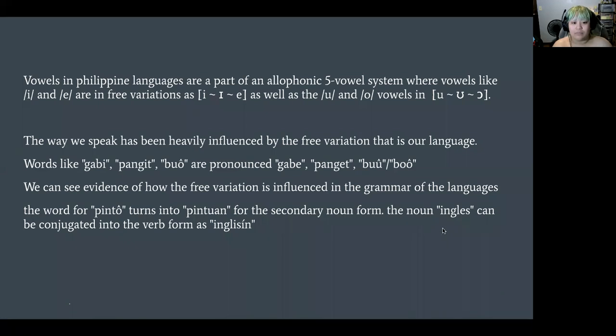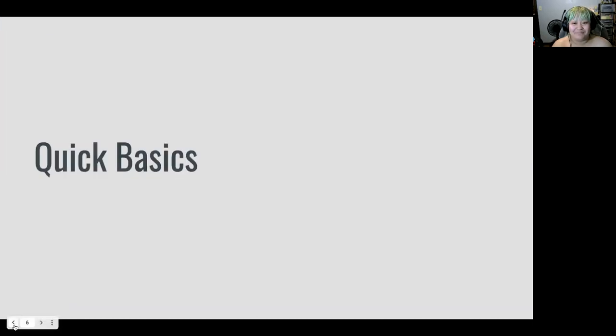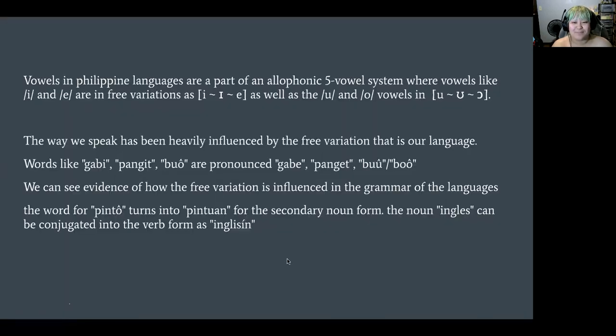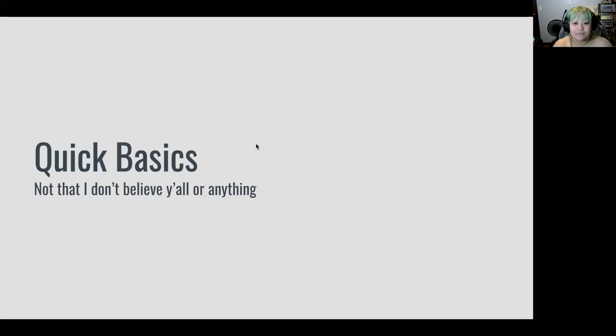The word English, when conjugated into a verb, it becomes Englishin. I'm sorry about that, guys. Okay, let's, oh my God. Anyways, let's do this. Quick basics. Not that I don't believe y'all or anything. What's it called? I'm pretty sure some of y'all know.